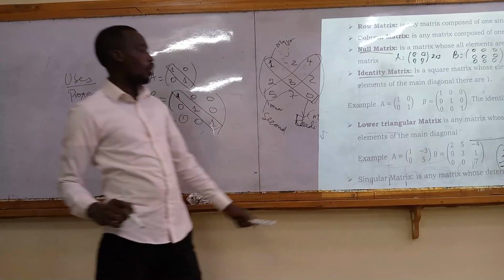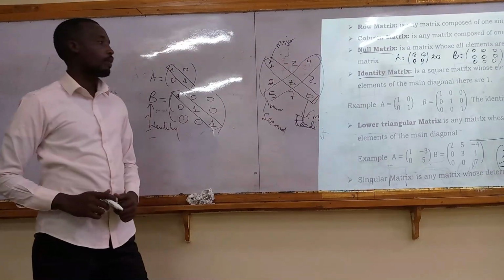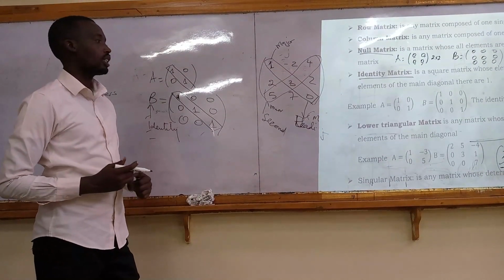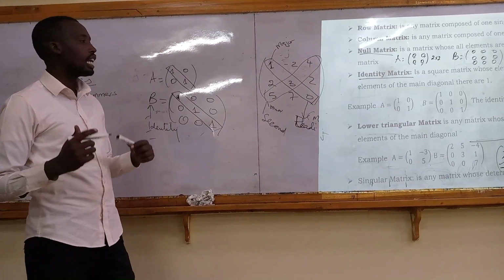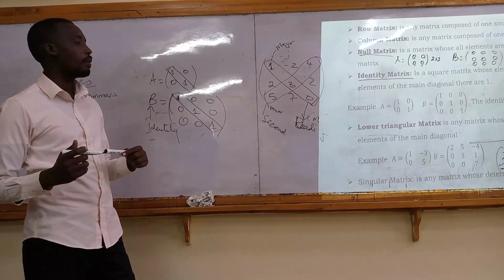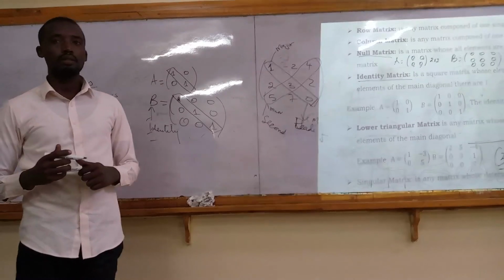So we have what we call the lower triangular matrix. The lower triangular matrix is a matrix whose elements are nil except the elements of the main diagonal.